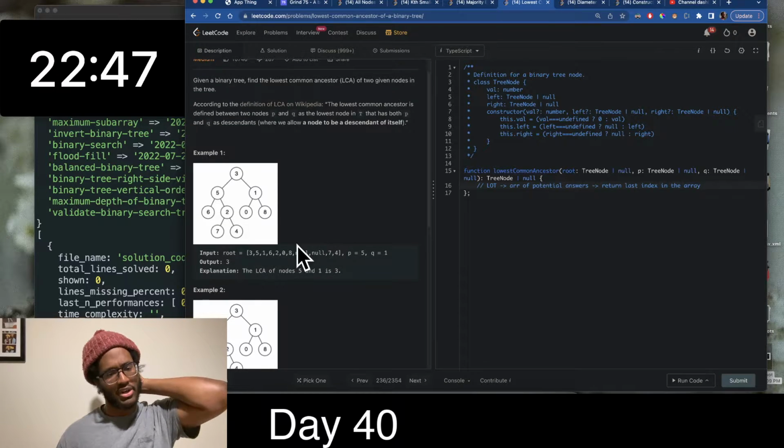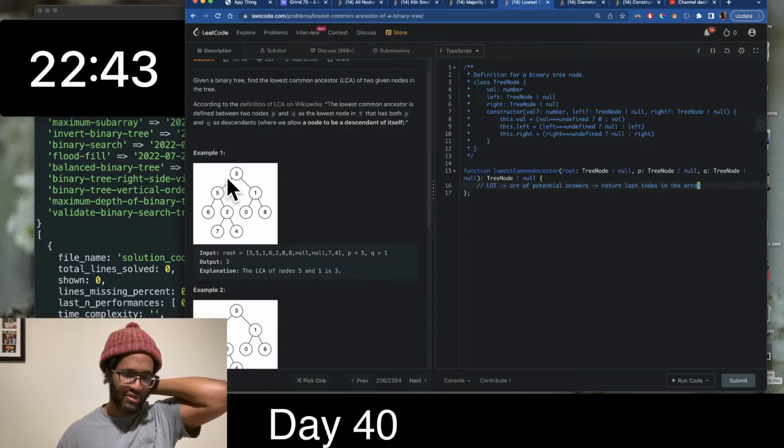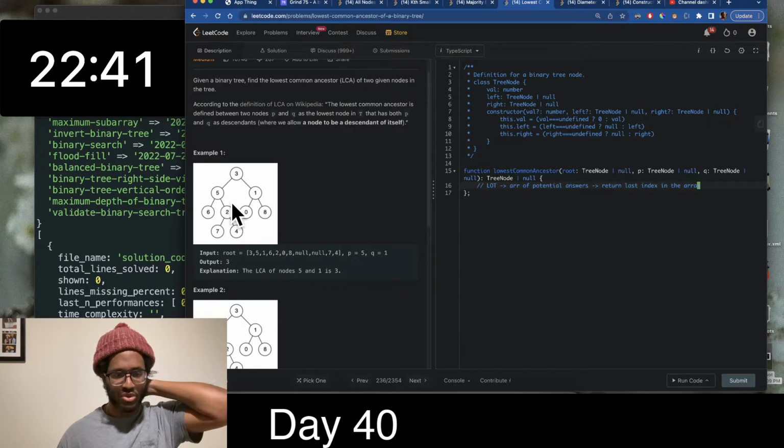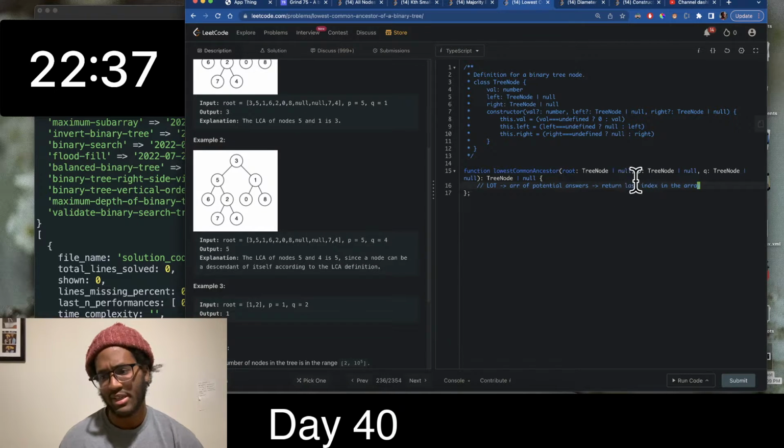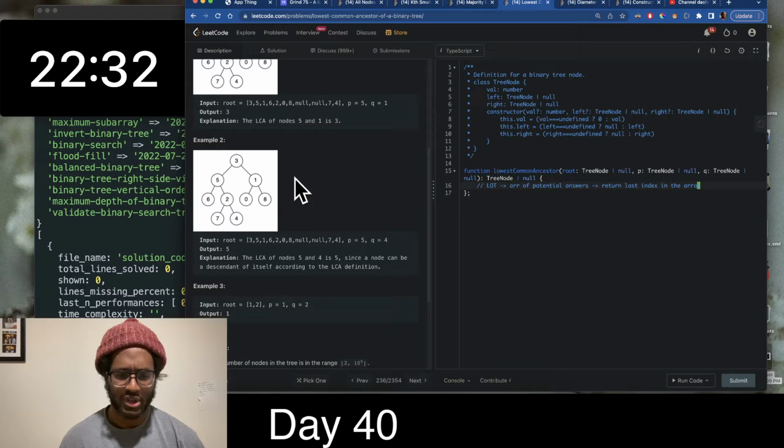But let's say they wanted 4 and 2. 3 could be an answer, 5 could be an answer, and 2, which would actually be the best answer, which would be the last index in the array if we go by level order traversal. So do level order traversal.